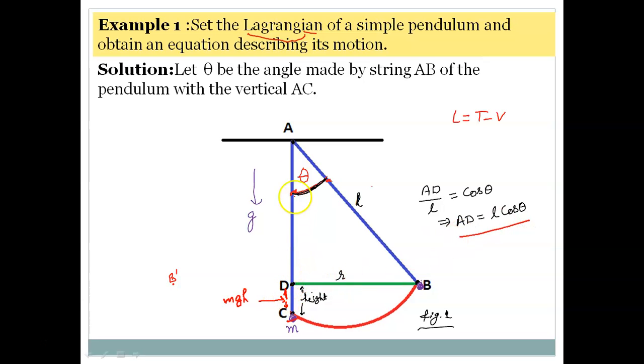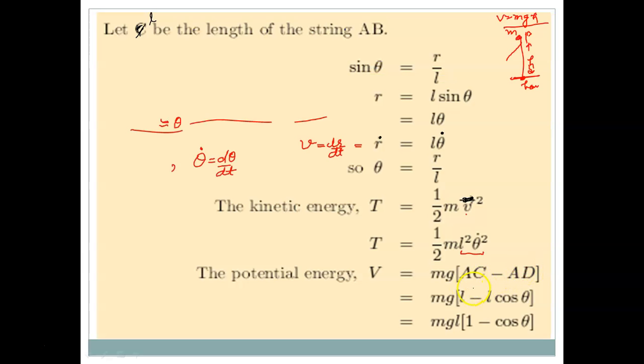And AC is L, so DC is equal to L minus L cos theta. That is there. You can see the height is AC minus AD, so the potential energy is mg times (L minus AD), and AD is L cos theta. Take L outside, so the potential energy is equal to mgL into (1 minus cos theta). So now you have obtained the value of kinetic energy and the potential energy.